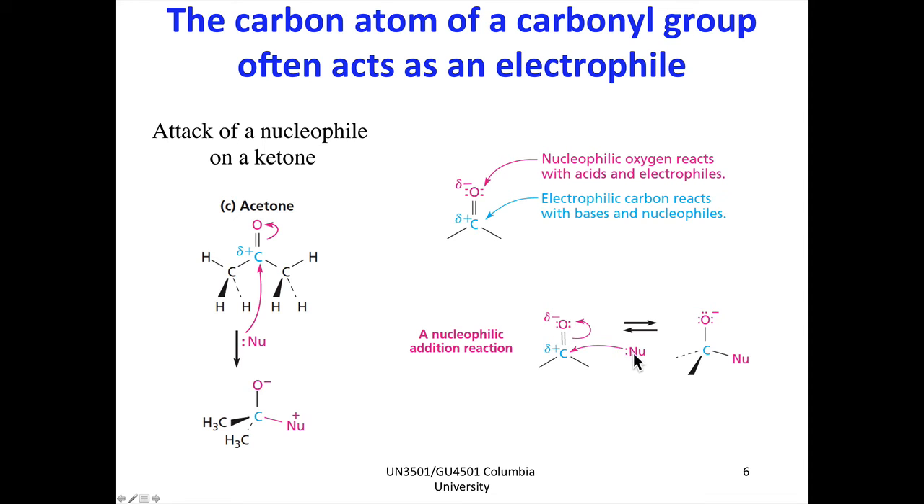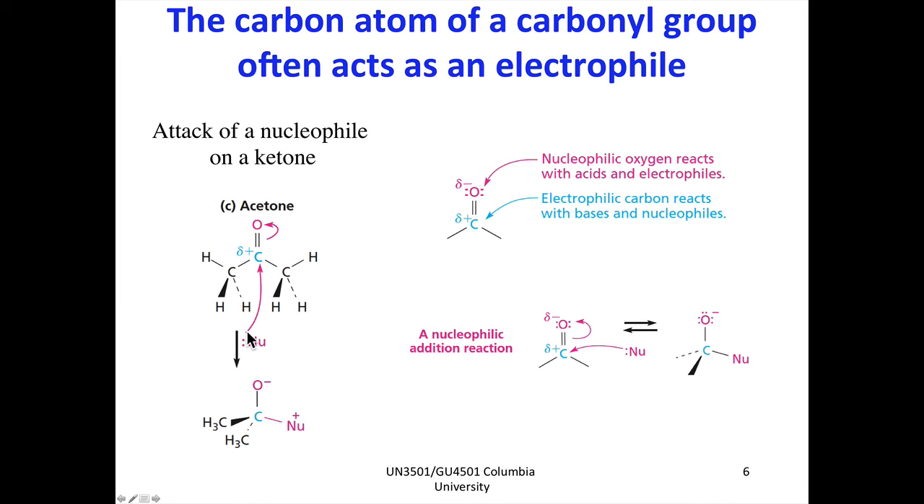We could see that down here. If a nucleophile attacks the carbon, we can push the electrons from the double bond onto the oxygen, and that gives us now a single bond to the oxygen with a negative charge. The nucleophile is attached to the carbon. That's a tetrahedral intermediate because of these 4 atoms now attached to the carbon.